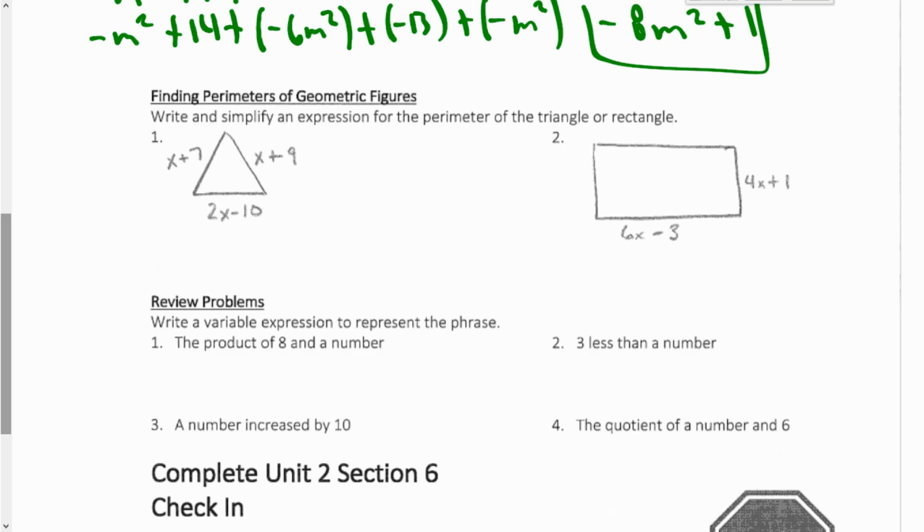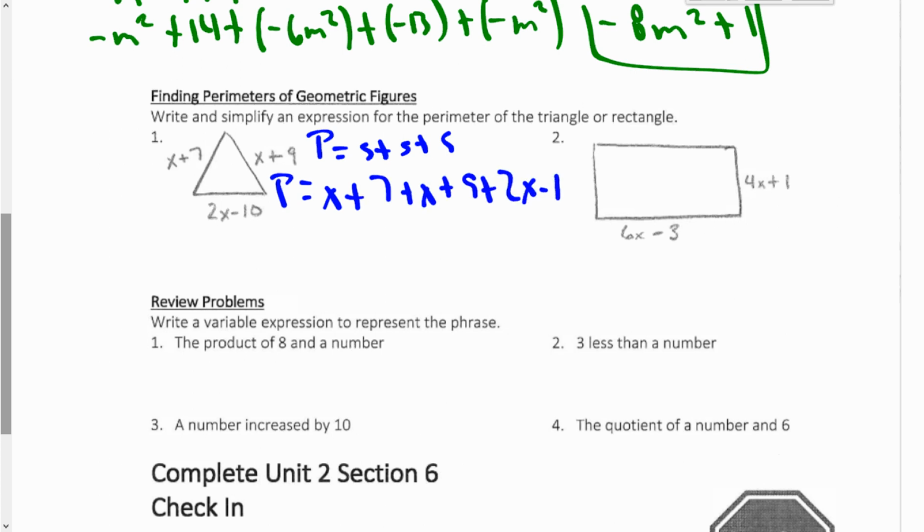In the next section, we're going to look at how to find perimeters of geometric figures using solving expressions, which we've been working on in this section. So to find the perimeter of any triangle, all you're going to do is add up the 3 sides. So in this case, we need to add x plus 7 plus x plus 9 plus 2x minus 10. So we want to put all of our like terms together. So x plus x plus 2x, and then 7 plus 9 plus negative 10.